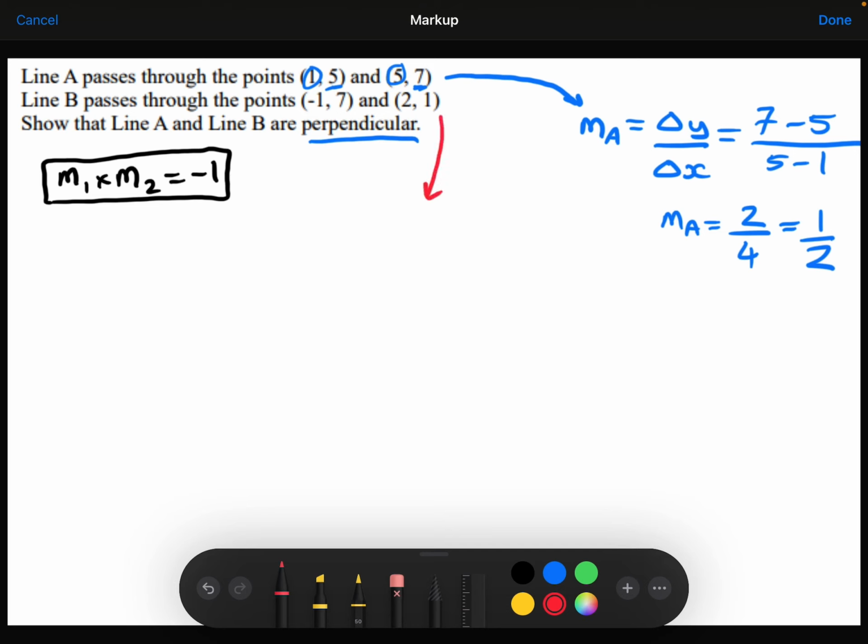Let's now do the same thing for line B. So the gradient of line B, the change in y divided by change in x. So the change in the y coordinates, 1 take away 7. The change in the x coordinates, we've got 2 take away -1.